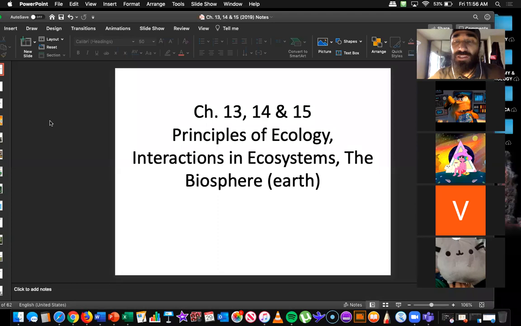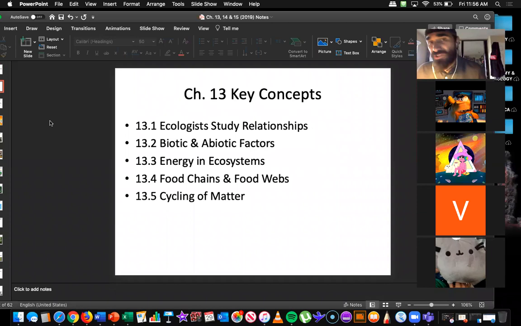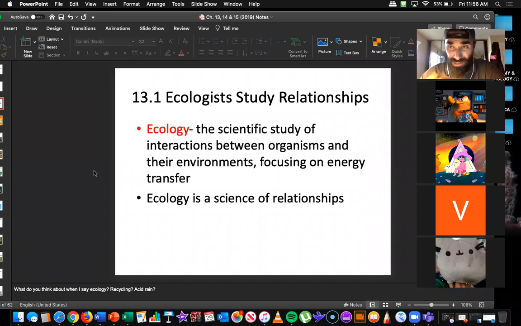So let's start with chapter 13. Like I said, 13 is just the intro stuff. So this is going to be a lot of pictures to show you, things like food chains, food webs, etc. And as always, I put my words in red that are going to be the ones on the quiz. Okay, so let's start with section 13.1, which is about the gist of what ecology is all about. So hopefully nothing too foreign.